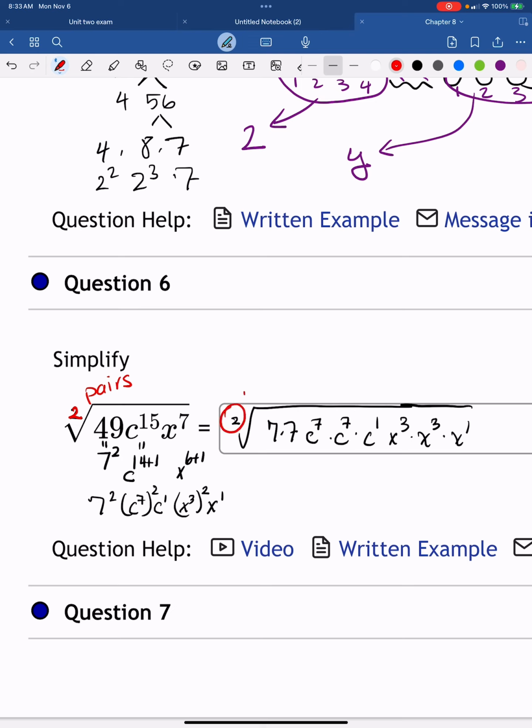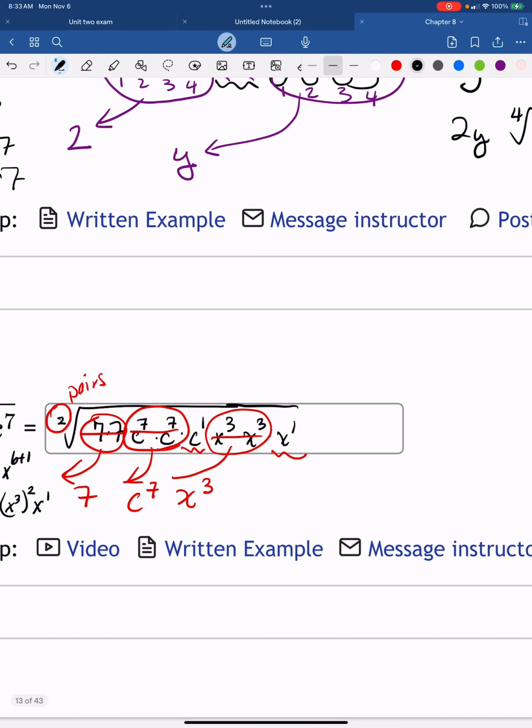Taking square roots, this is pairs. 7 and a 7. C to the 7th, c to the 7th. And then we have an x to the 3rd, x to the 3rd. And pull out an x to the 3rd. And my leftover is the c and the x. So I have my 7, c to the 7th, x to the 3rd, times the square root of cx.